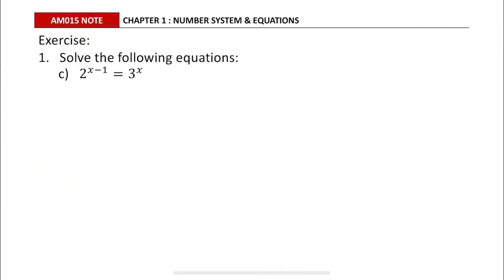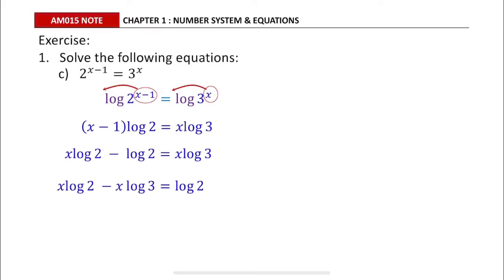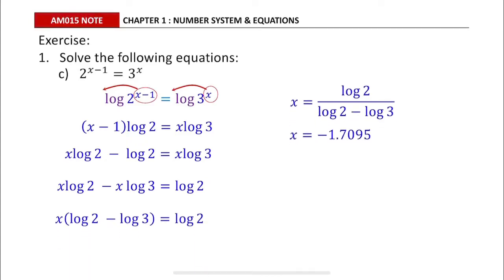For this question, we can directly take log on both sides and apply the power rule. Expand the left side, then rearrange the terms so that those terms with x are on the left side. Then factorize the x and solve for x. In fact, we can also state the final answer up to 4 decimal places.